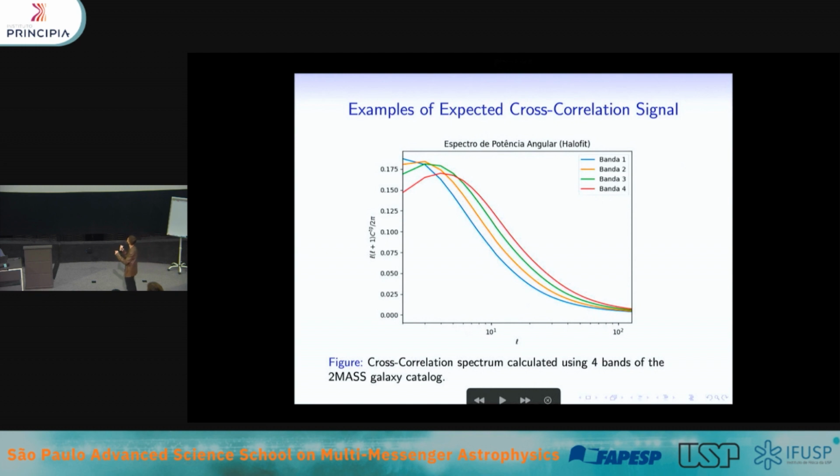This result is predicted for a specific galaxy catalog called 2MASS, but there are problems with analyzing the real data because this data is usually dominated by cosmic variance. There are many details that I can cover in much more detail in my poster, so I hope you can visit.